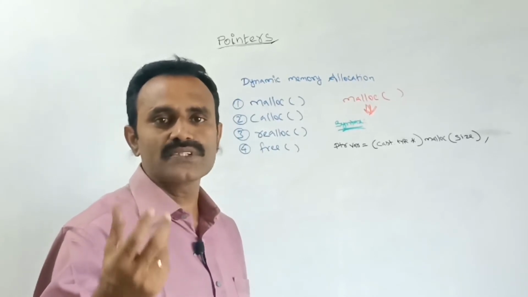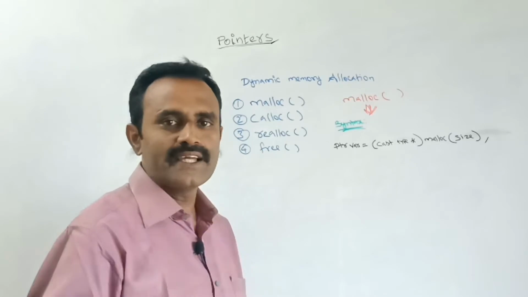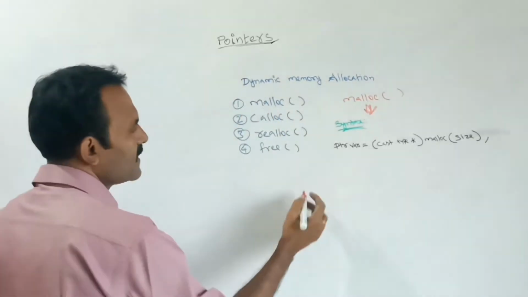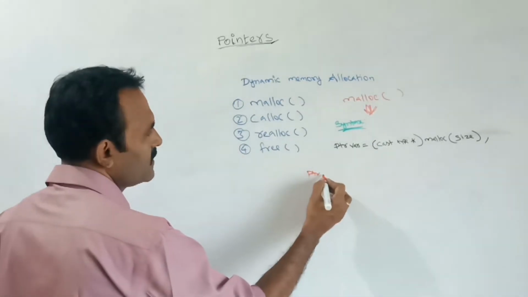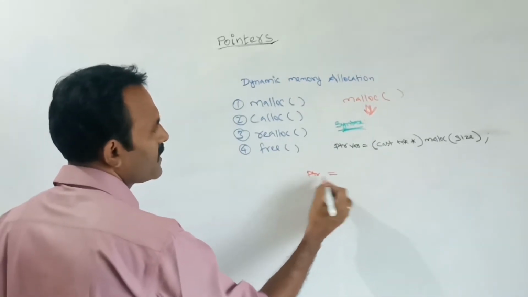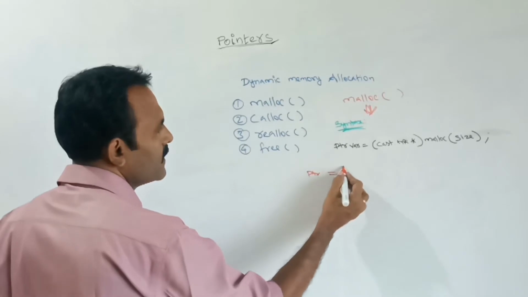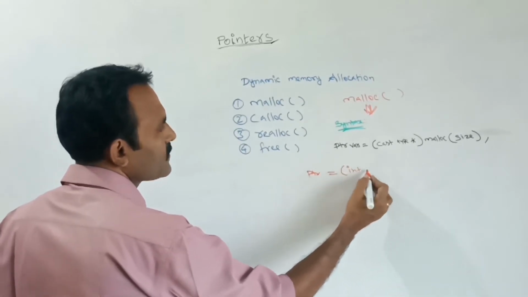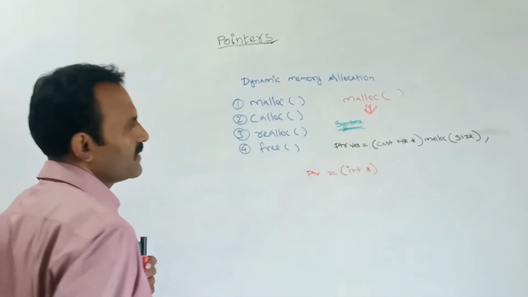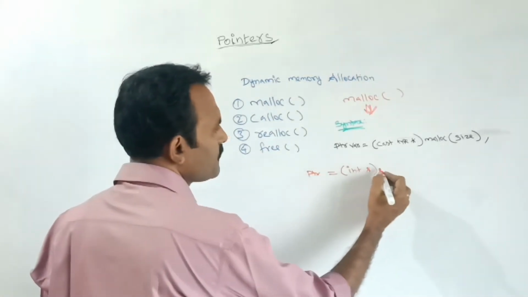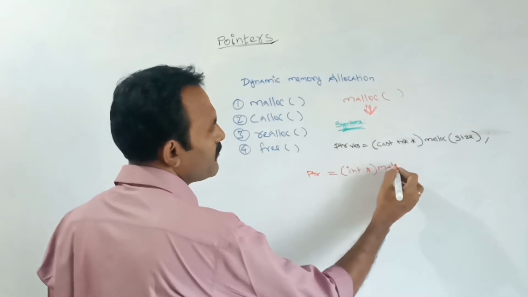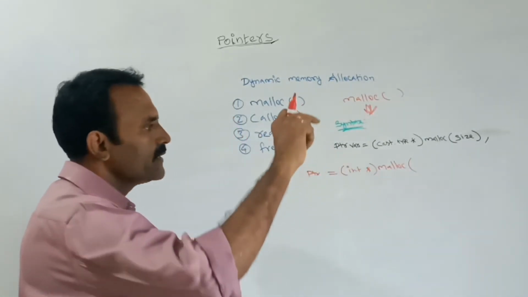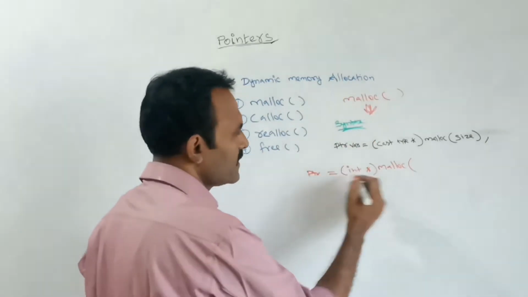Suppose you want to store 10 elements of integer, I can use it like this. Very first, the pointer variable which we have declared, you should mention that pointer variable. Next, the pointer variable is equal to the typecasting, that is the type conversion, here integer, so integer type of data. Next, the function name malloc. Next, the total number of elements into the size of that data type.